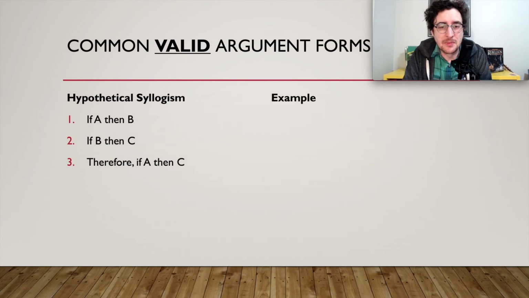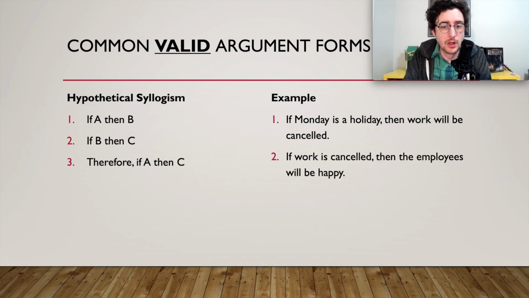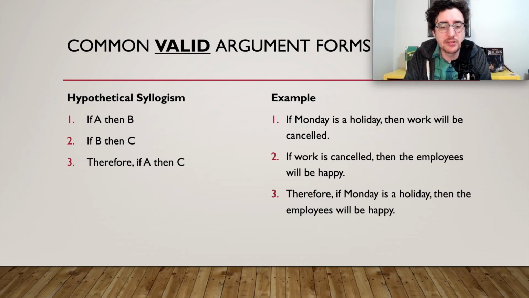All right, here's an example. If Monday is a holiday, then work will be canceled. If work is canceled, then the employees will be happy. Therefore, if Monday is a holiday, then the employees will be happy. The A here is Monday is a holiday. The B is work is canceled. The C is the employees will be happy. Yet again, anytime you see this argument form, it's going to be valid, no matter what you put in for the A, the B, or the C.